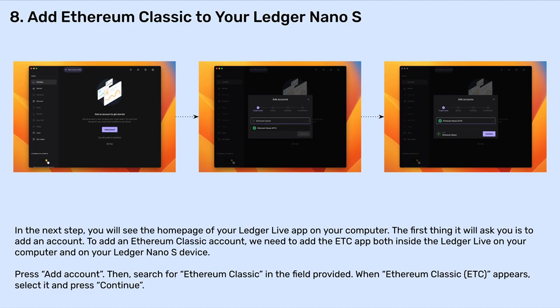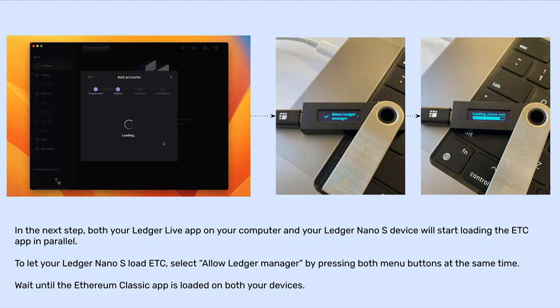Press Add Account. Then search for Ethereum Classic in the field provided. When Ethereum Classic ETC appears, select it and press Continue. In the next step, both your Ledger Live app on your computer and your Ledger Nano S device will start loading the ETC app in parallel.